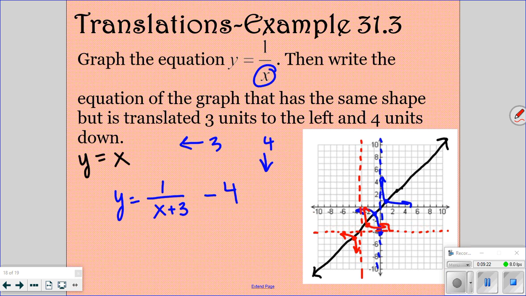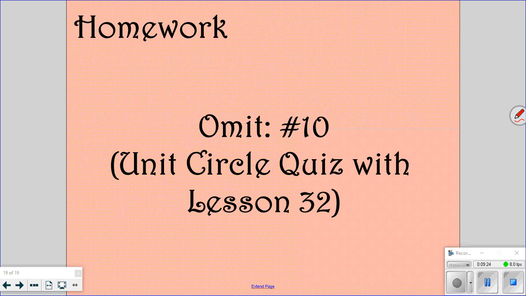Okay, so now we're going to look at our homework. You do get to omit number 10, and you need to start studying for your unit circle quiz that's going to happen with lesson 32. That's the very next lesson. You're going to have 10 minutes to do it. It's 48 points. You're either typically going to make a 40 or above, or you're going to make like a 10.